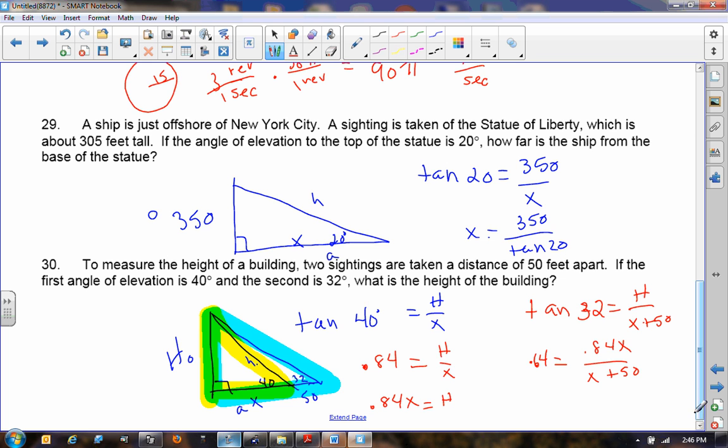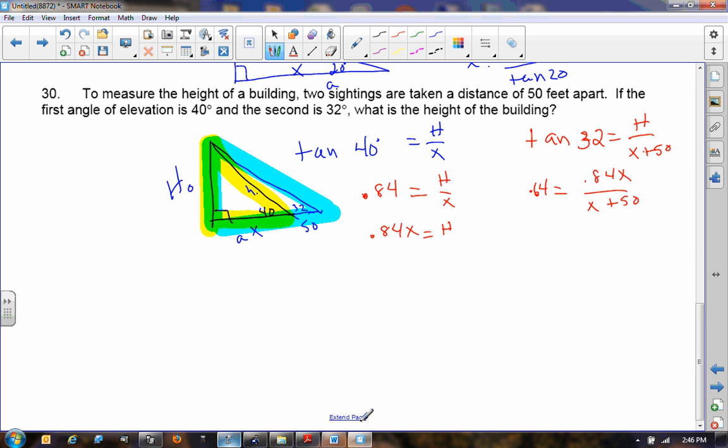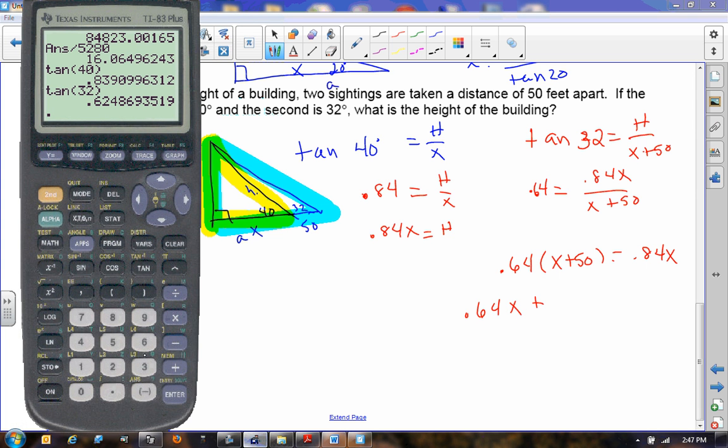Solve the equation for me, please. I'm going to do some cross multiplying, so it's 0.64 times x plus 50 equals 0.84x. Distribute: 0.64x plus, let's see what 0.64 times 50 is. 32.